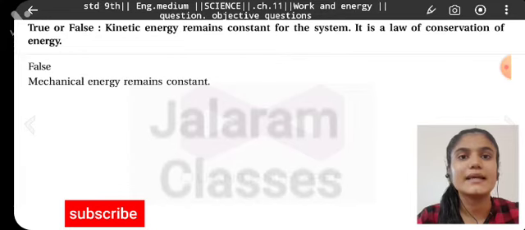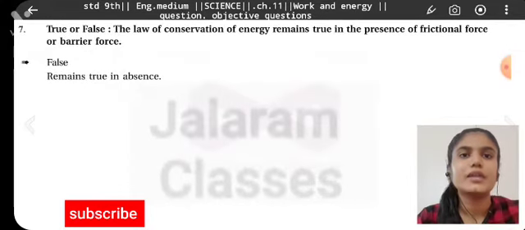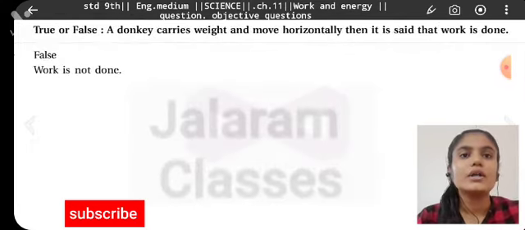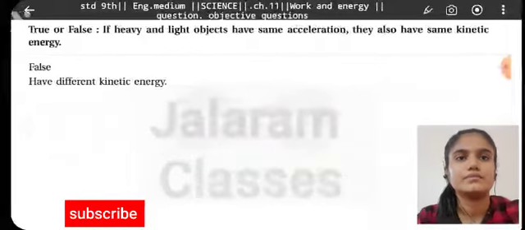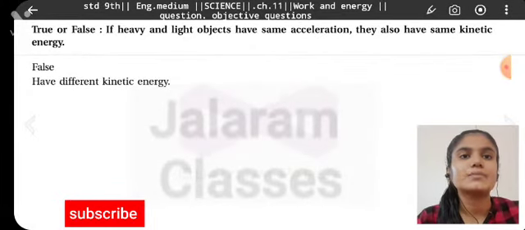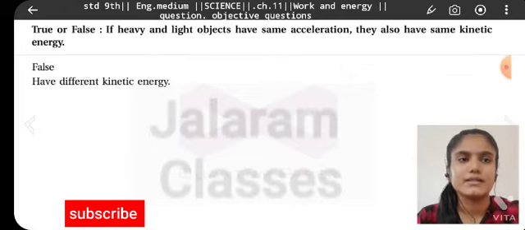False, mechanical energy remains constant. The law of conservation of energy remains true in the presence of frictional force or barrier force. False, it remains true in the absence of frictional force or barrier force. A donkey carries weight and moves horizontally, then it is said that work is done. False, work is not done. If heavy and light objects have the same acceleration, they also have the same kinetic energy. False. They have different kinetic energy.